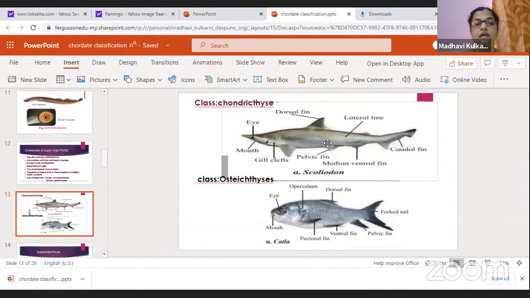Yes, all the sharks are cartilaginous fishes. While Catla, called Rohu in Marathi, is a freshwater fish. Along with freshwater fish, many marine fishes are also included in the bony fishes. We'll study that in the next slide.